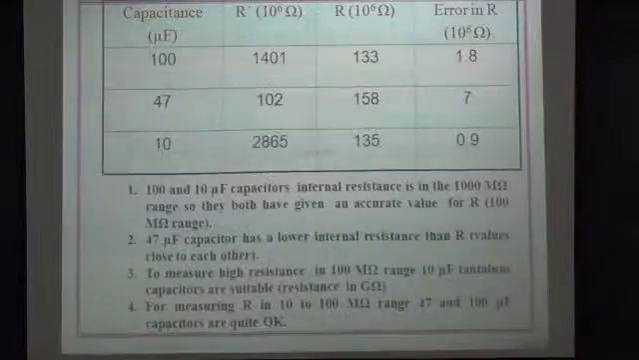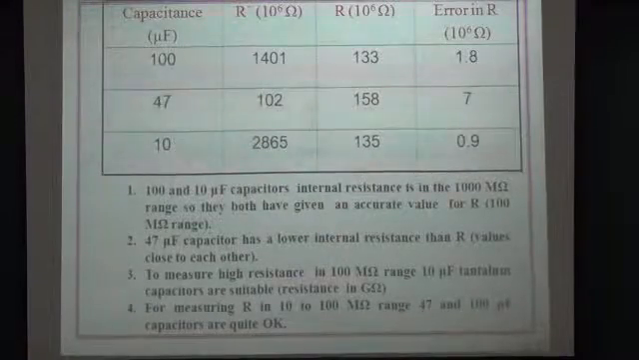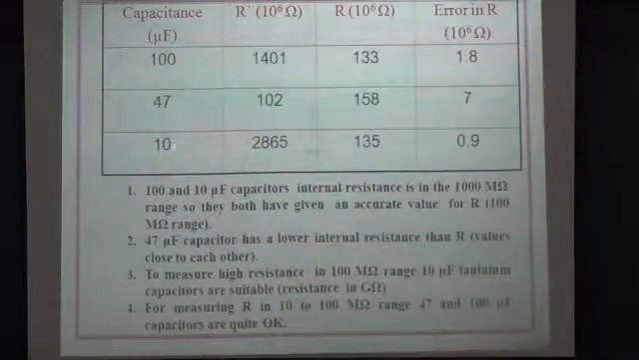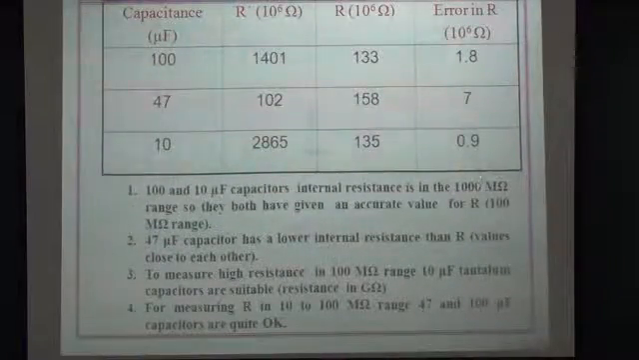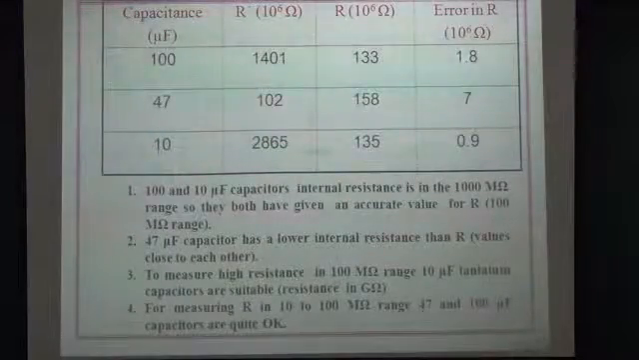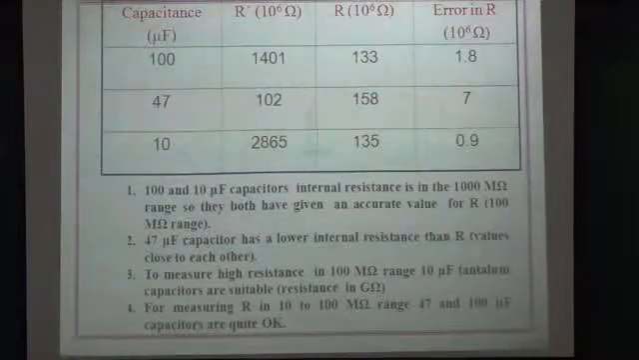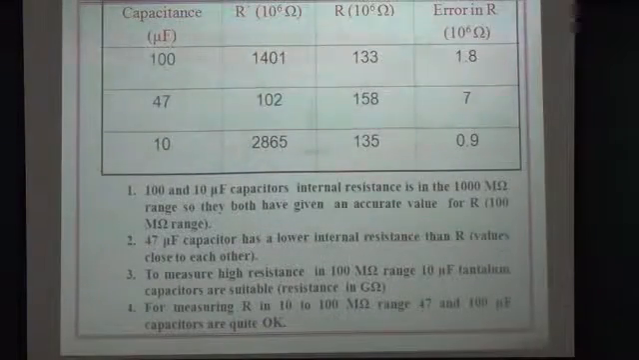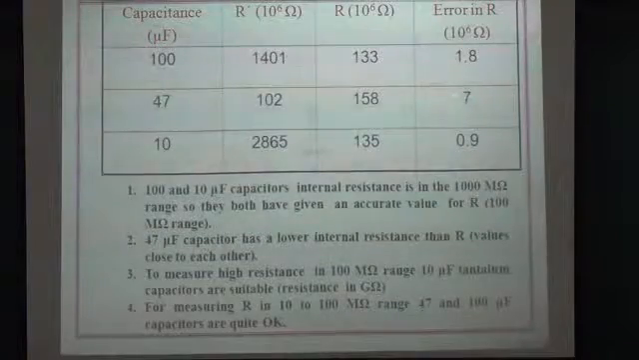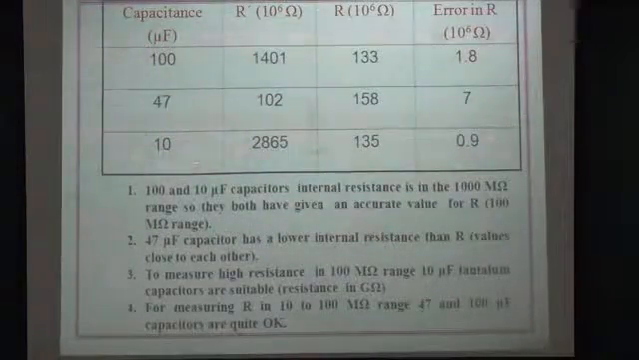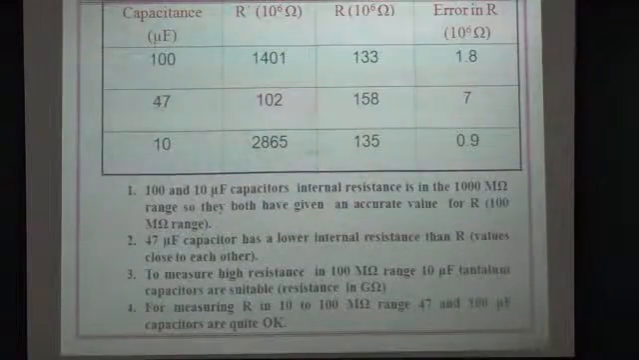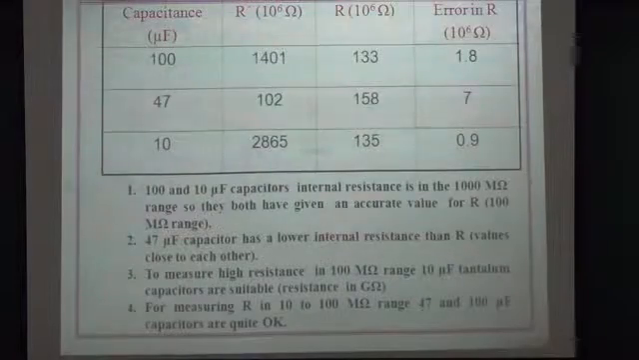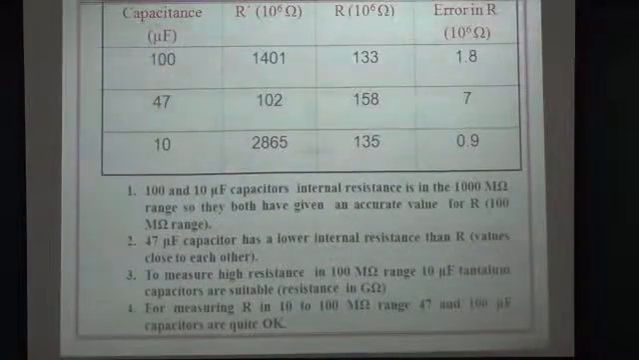These are for two others, and these are the values of the capacitance: 100, 47 and 10. These are the values of R dash. These are the R that we are going to measure, and from this we can decide which capacitor will suit for what range of resistance measurement. Because you can check the error. Here the error is 1.8%, here the error is 7%, but for this the error is 0.9%. So the error will decide which capacitance you use for which value of resistance.